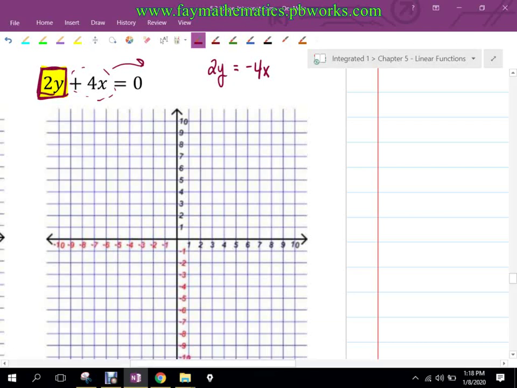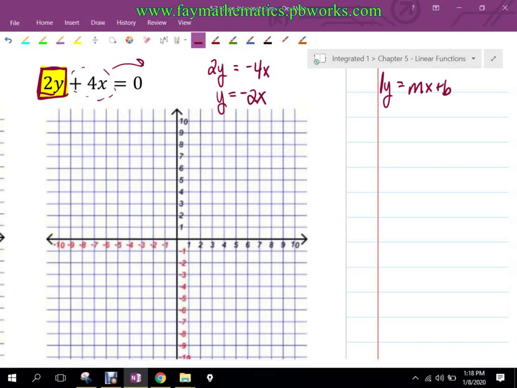And now, in y equals mx plus b form, the coefficient in front of y is a 1, right? Right now, our coefficient is 2. So how do I make that a 1? Now is where I'm going to divide by 2. So divide everything by 2, and I'll get that, right?